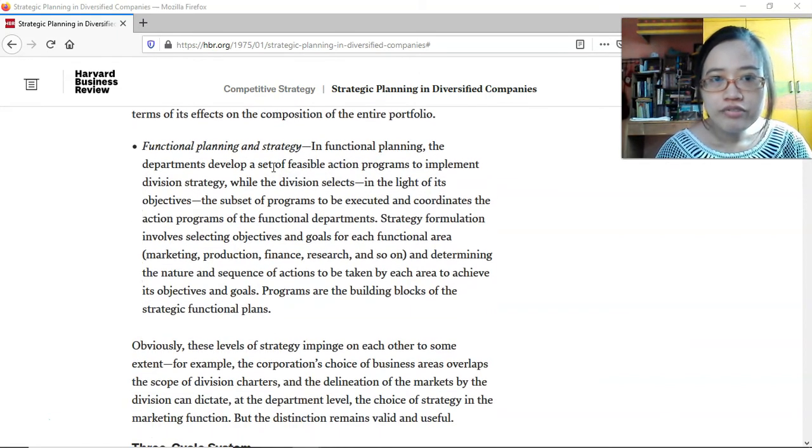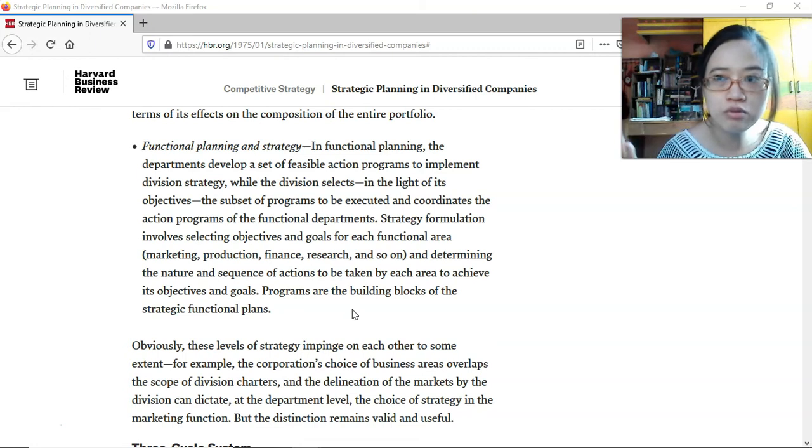And then lastly, you have your functional planning and strategy. The department develops a set of feasible action programs to implement division strategy. So support siya nung as a division strategy, while the division selects, in light of its objectives, the subset of programs to be executed and coordinates the action programs of the functional department. Strategy formulation involves selecting objectives and goals for each functional area. Examples ng functional areas na yon: marketing, production, finance, research, and so on. And determining the nature and sequence of actions to be taken by each area.